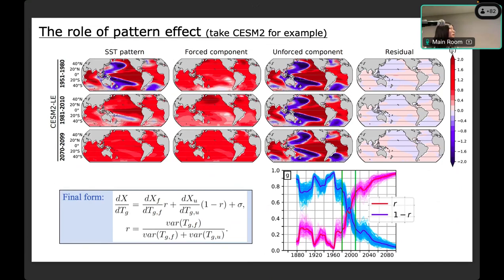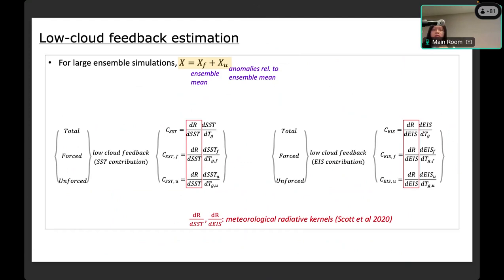So the main point is that you can see the overall SST pattern shifting from the unforced pattern to the forced pattern. Until the end of the century, it looks just like very uniform warming, because at that time R is maybe 0.9, so the overall regression will just be the forced part of the SST pattern. And what does that mean for the feedback?